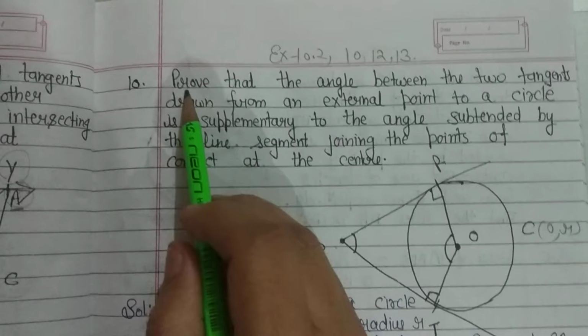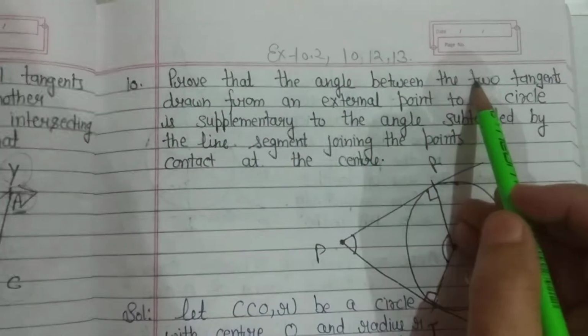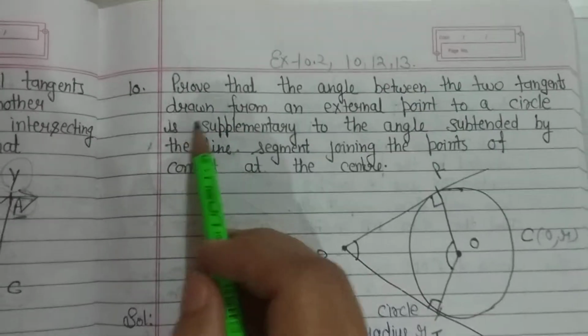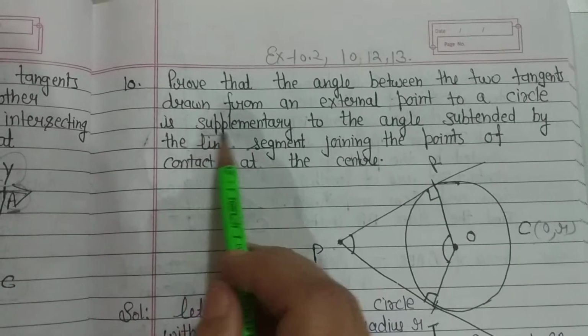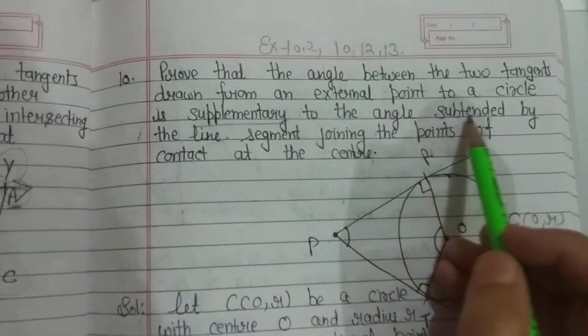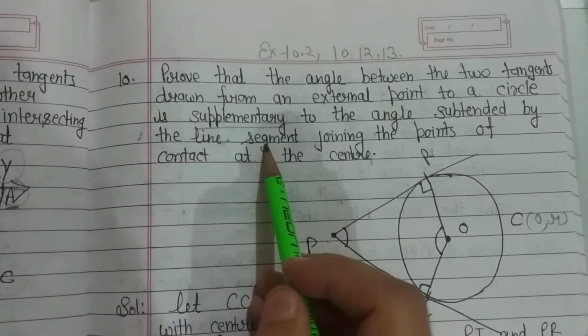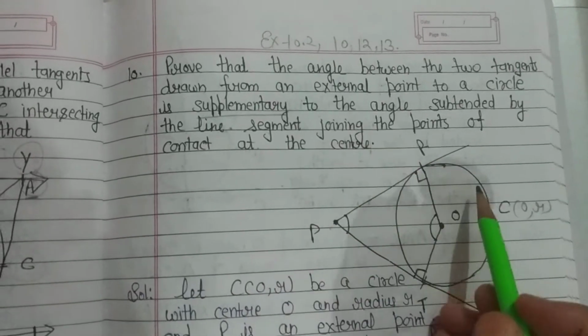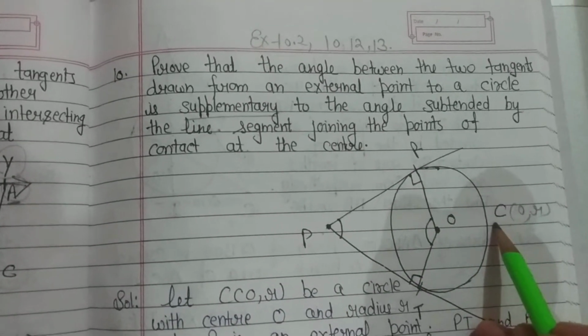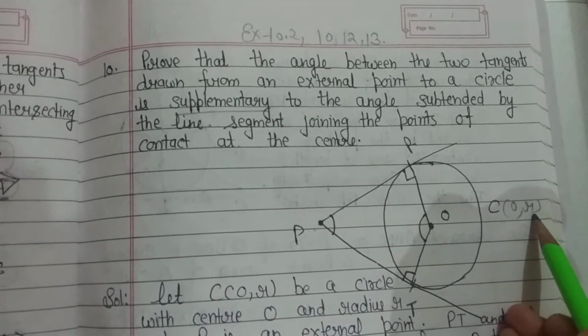Question number 10. Prove that the angle between the two tangents drawn from an external point to a circle is supplementary to the angle subtended by the line segment joining the points of the contact at the center. Now this is a circle C with the center O and radius R.